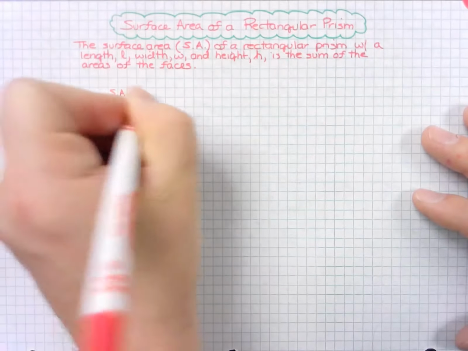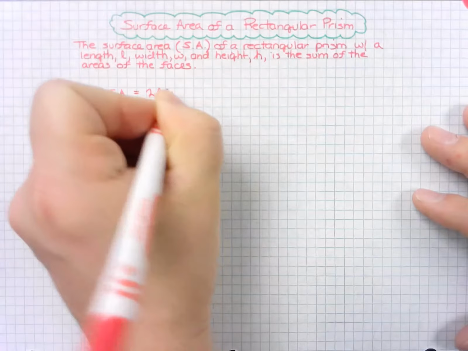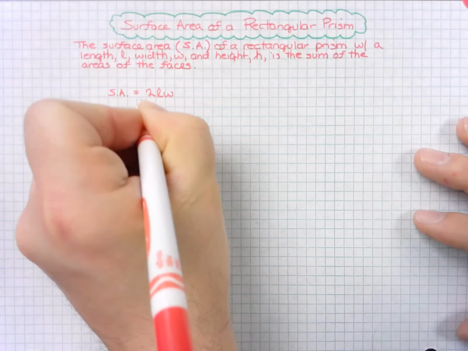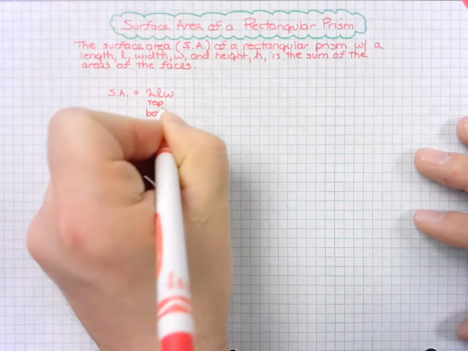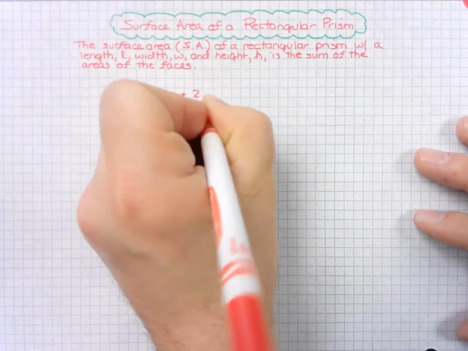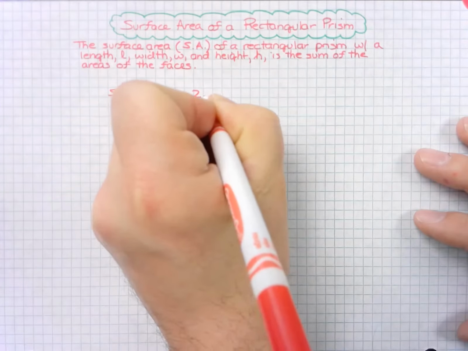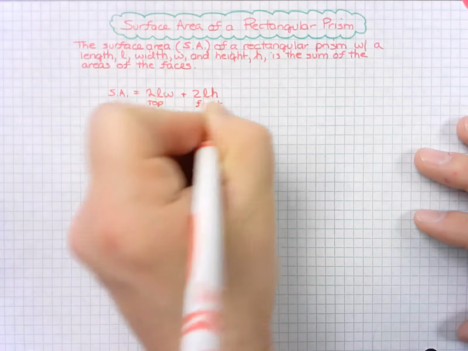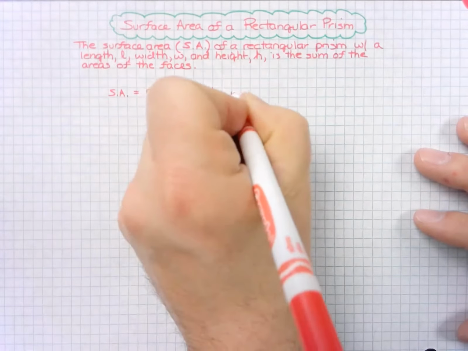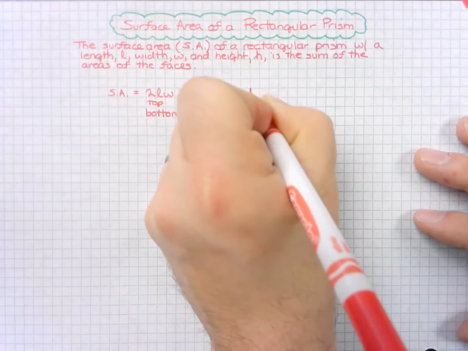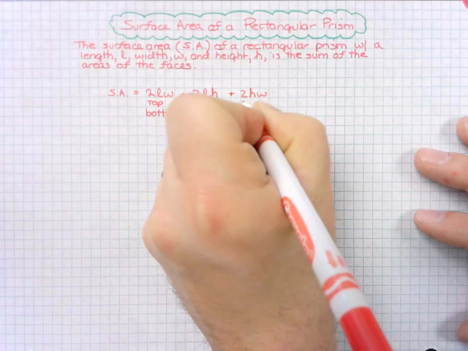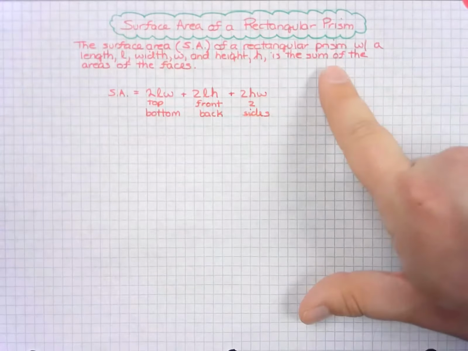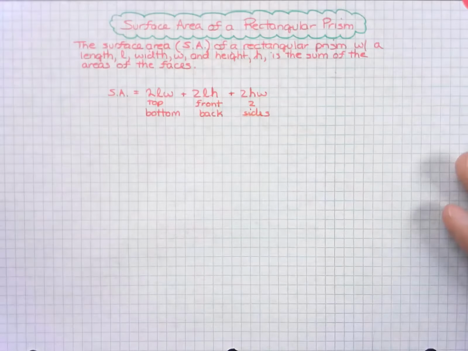And so we can say that the surface area is 2 times the length and the width of the top and bottom, plus 2 times the length and the height for the front and back, and then 2 times the height and the width for the 2 sides. So if we add all those together, the sum, we'll get our surface area.